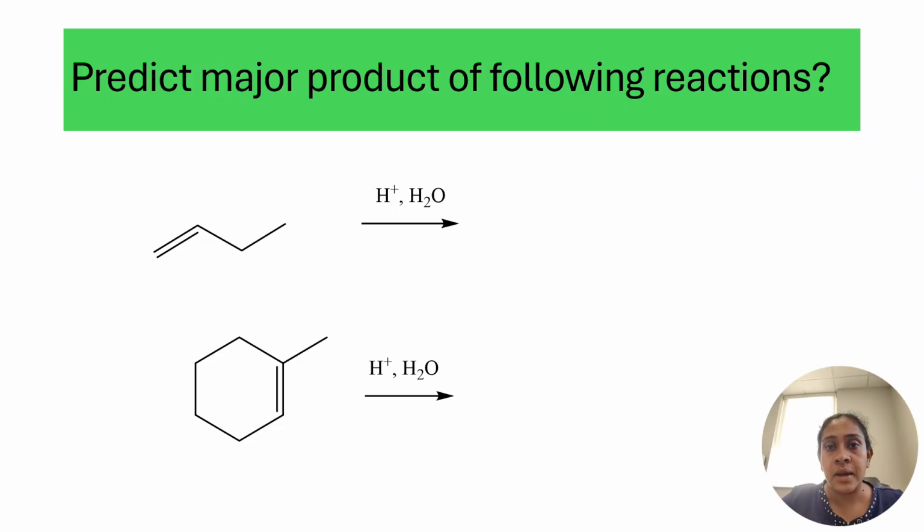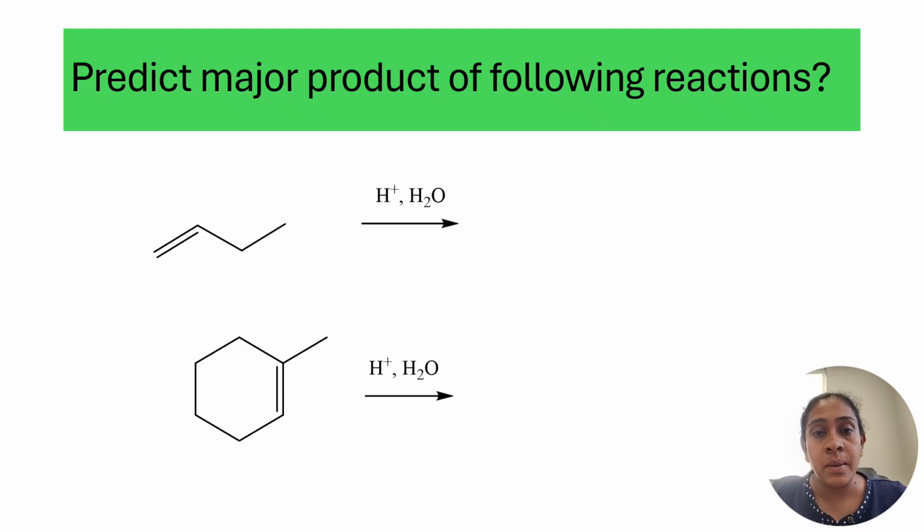Now, apply the mechanism to the 2 reactions shown. Before I work them out, pause the video and try to predict the major product of each reaction. Remember, first determine where protonation gives the more stable carbocation. Then place the hydroxyl group on the carbon that carried the positive charge.